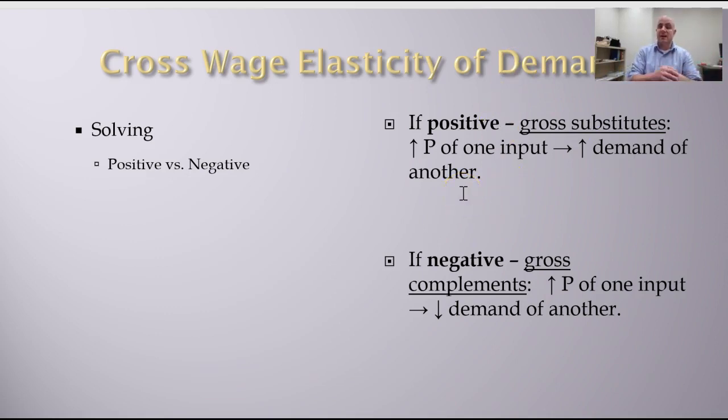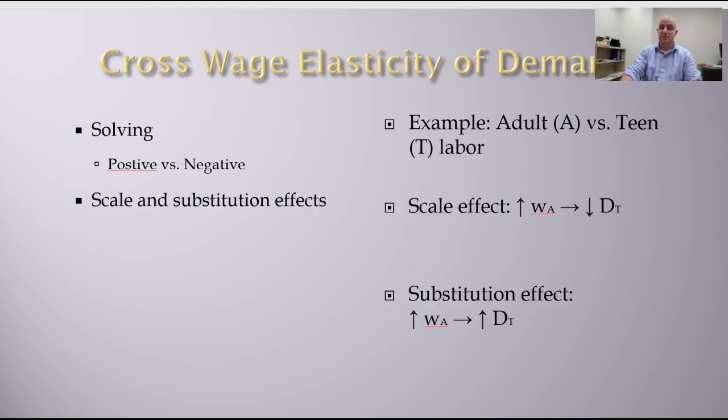Now, if it's negative, they're gross complements. If you increase the price of one input, you decrease the demand of the other. What that depends on is the scale and the substitution effects. So let's look at it here. Let's say there are two types of labor, adult labor and teen labor, A and T. We're going to be looking at the effect of the wage of adult labor on the demand for teen labor.